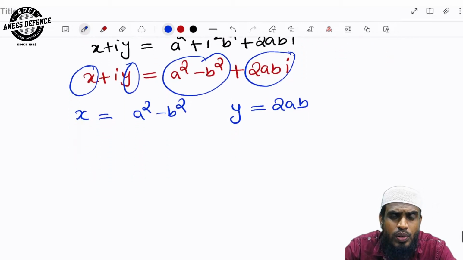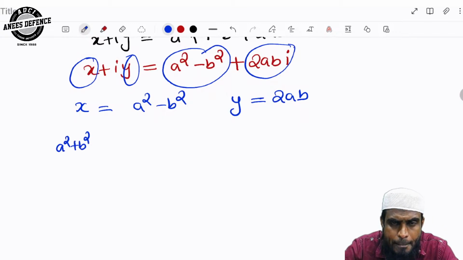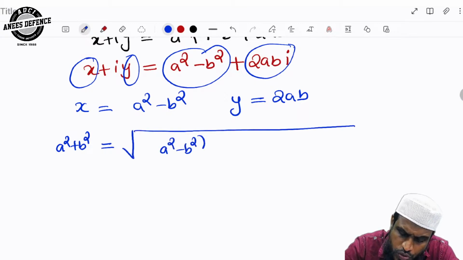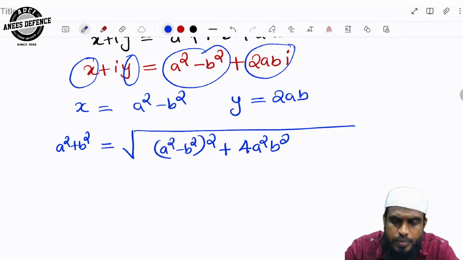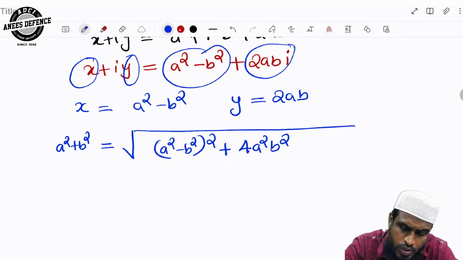Now you have to use one identity, that is a square plus b square can be written as root of a square minus b square the whole square plus 4a square b square. If you have a doubt, you can just solve this one, whether it is a valid statement or not.